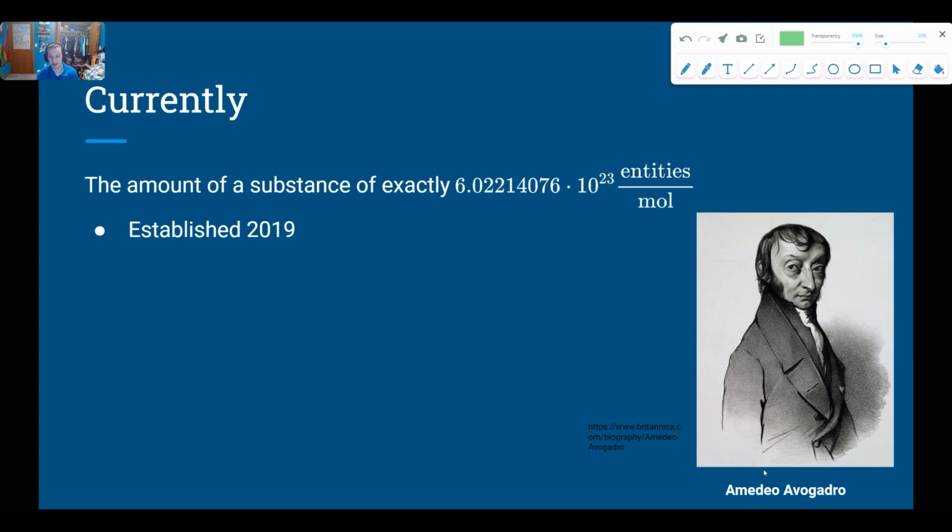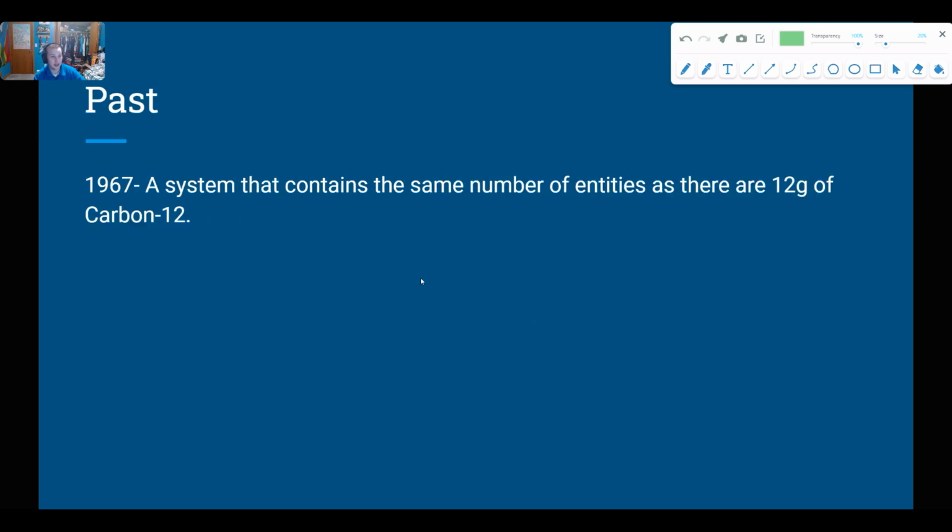And down here we got Amedeo Avogadro. His full name is much longer than this, but this is his colloquial name. And they define this to be exactly this number. In the past, it was defined as a system that contains the same number of entities as there are in 12 grams of pure carbon-12. Okay.